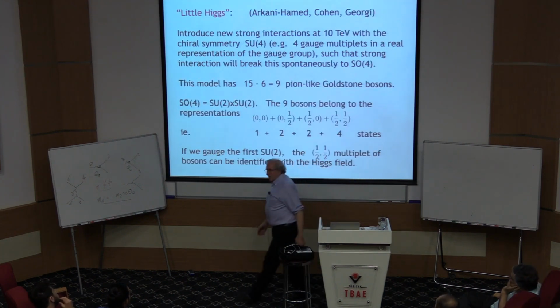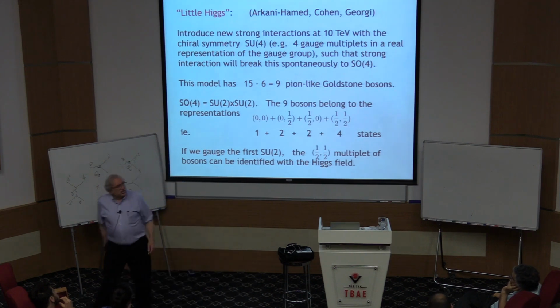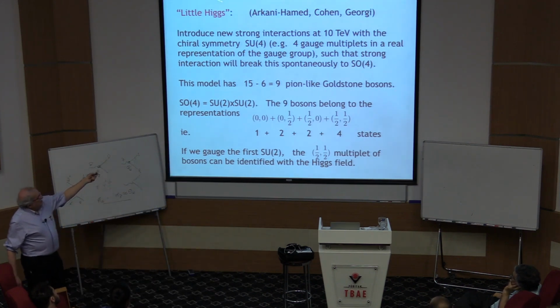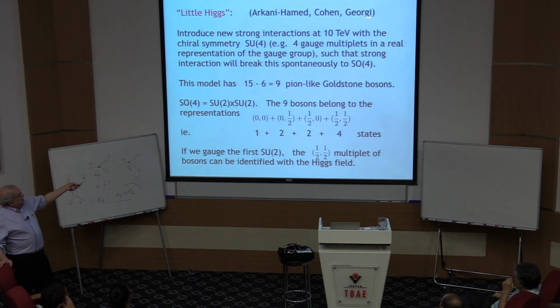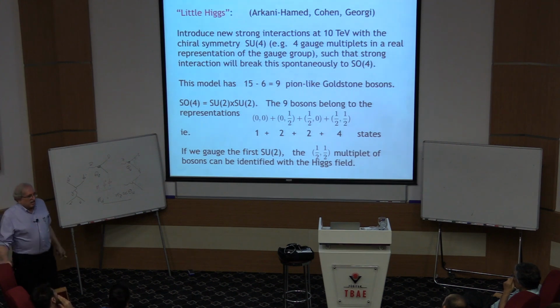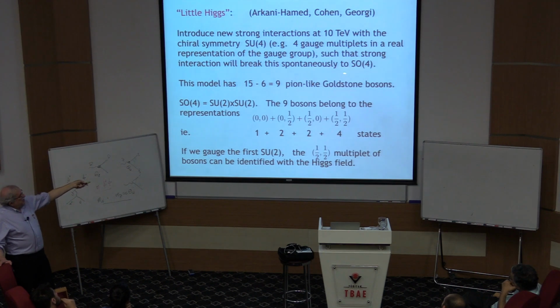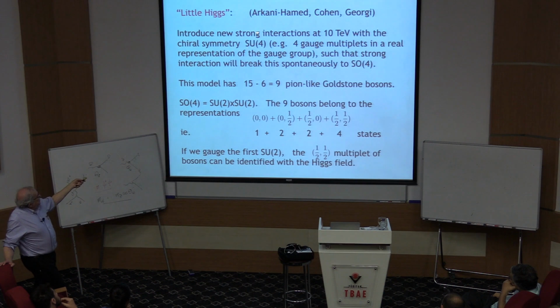There's a strategy called little Higgs, which was developed by Arkani-Hamed, Cohen, and Georgi, and other people. Here, we're going to use the idea of Higgs as a Goldstone boson. So we introduce new strong gauge interactions, let's say at 10 TeV. Those break a symmetry. In this case, a chiral symmetry, SU4, is broken down to SO4. If you do the counting, this has 15 generators, and this has 6 generators, so you get 9 Goldstone bosons.